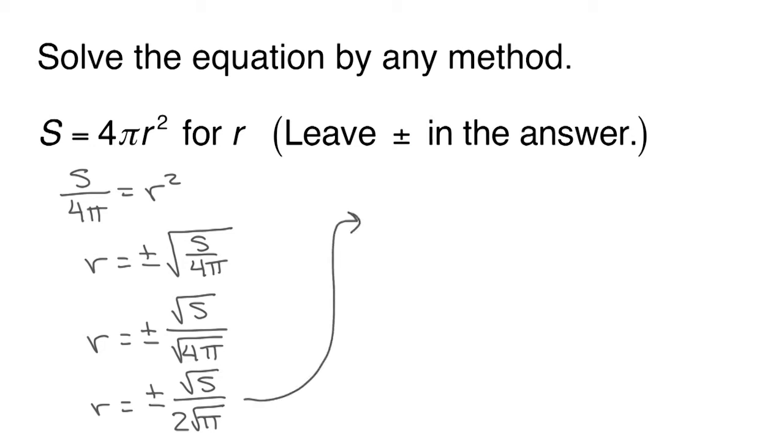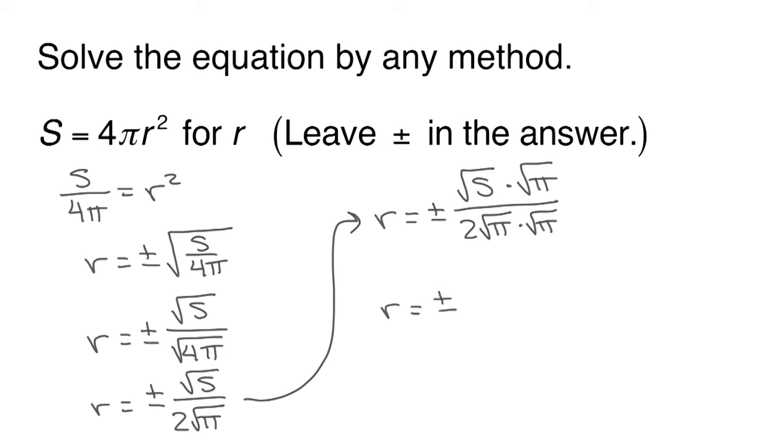To do that, we multiply by the square root of pi in both the numerator and the denominator. So we have r equals plus or minus the square root of s times the square root of pi divided by 2 times the square root of pi times the square root of pi. Simplifying, we have r is equal to plus or minus the square root of pi times s, all divided by 2 pi.